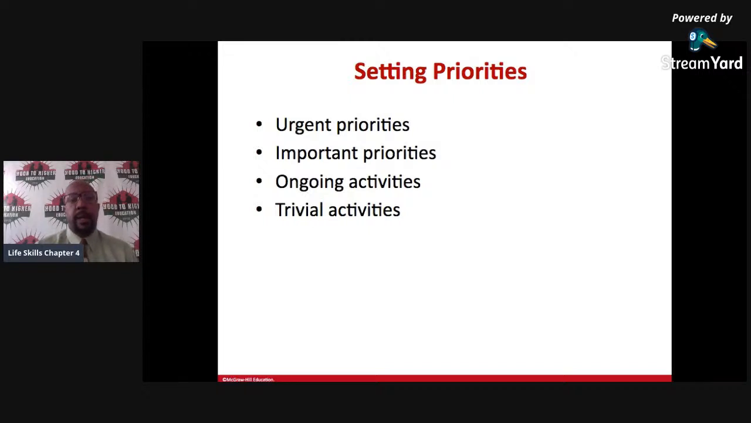Important priorities, ongoing activities. This can be connected to your health. You know, as we say, your health is your wealth. Trivial activities. This may be spending time that is taken away from your priorities. Again, that could look in the form of video games, just wasting time. But it is important to work in some form of leisure time as a reward to you for doing well in your classes.